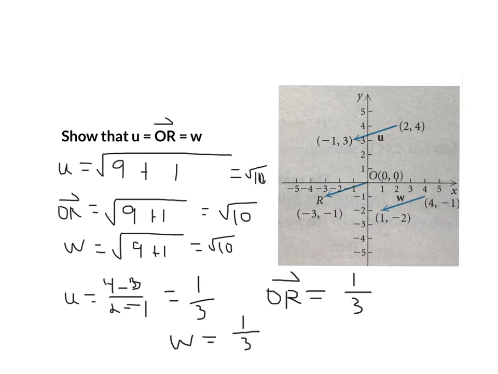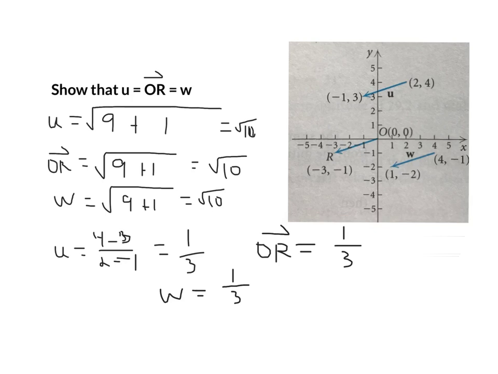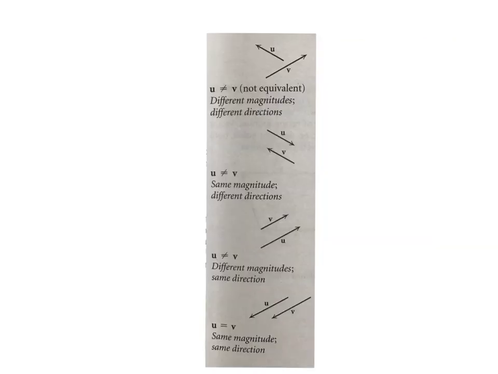Because all the magnitudes are the same and all the slopes are the same, or directions are the same, they're equivalent. So all three of those vectors are definitely equivalent.